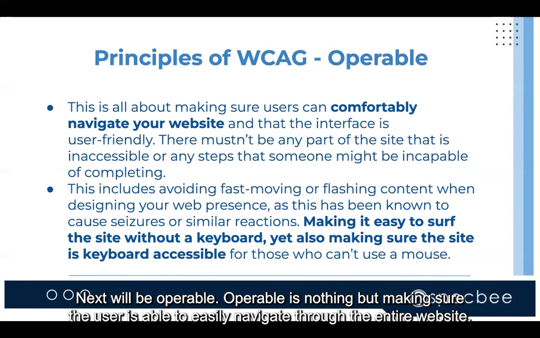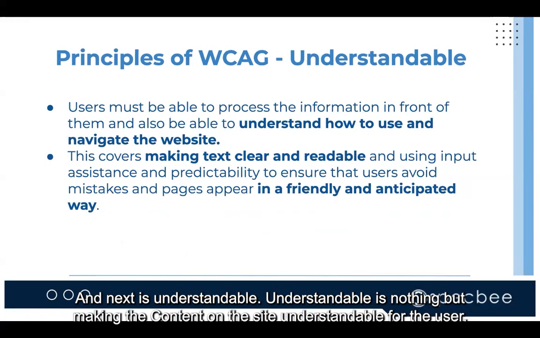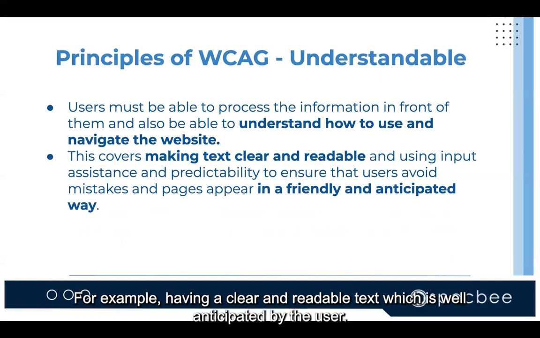Next will be operable. Operable is nothing but making sure the user is able to easily navigate through the entire website. For example, the user should be able to navigate throughout the website with the keyboard as well as other modes of navigation such as the mouse. And next is understandable. Understandable is nothing but making the content on the site understandable for the user, for example, having clear and readable text which is well anticipated by the user.